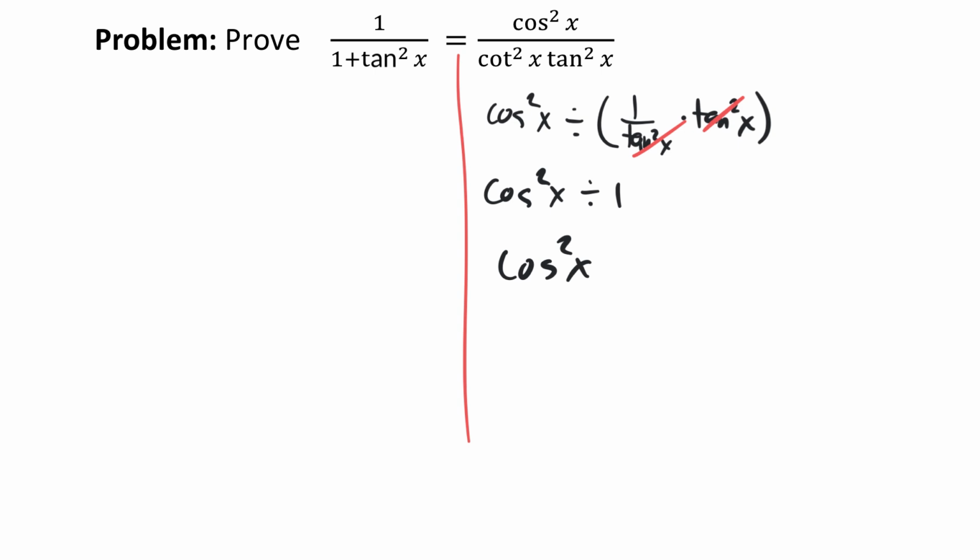Now on the left side, we have 1 over, and this is a pretty standard identity, secant squared x. Now 1 over secant, that's going to be the same as cos, and there we go. Left-hand side equals right-hand side.